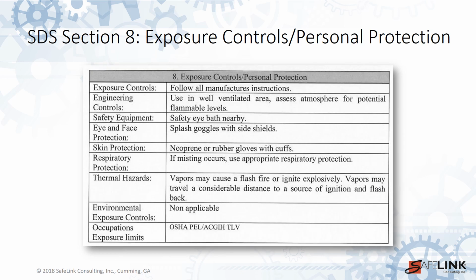Section 8 is for exposure controls and personal protection. Since your employer attempts to eliminate or minimize hazards prior to the use of personal protective equipment, you may find that even though this equipment is shown on the SDS, it may not be required in your workplace. Employers will use this information to determine the correct type of PPE to provide when it is required or requested by an employee.